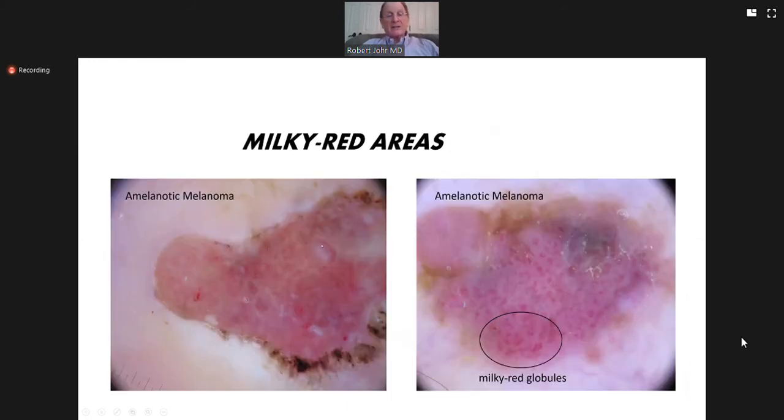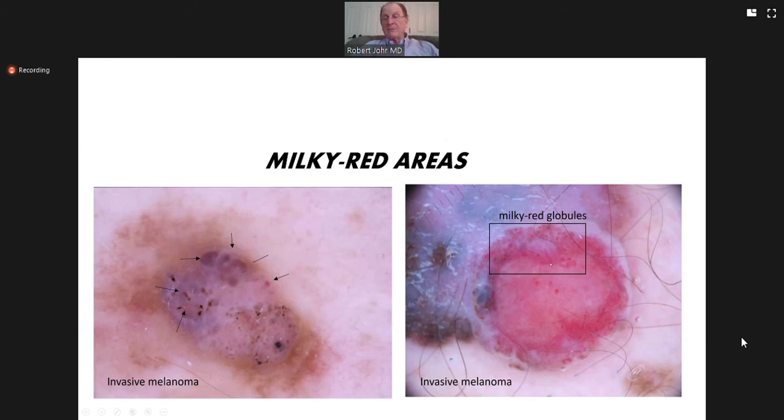Milky red area associated with amelanotic melanoma. It's a pinkish white color. May or may not be associated with milky red globules. And here we have milky red globules. They're out of focus little round structures, not to be confused with the lacuna that you see in hemangioma. So these are milky red globules in milky red areas of amelanotic melanoma. And they also are thought to maybe represent neovascularization. So milky red areas, it's a big milky red area, and here's a little milky red globules.